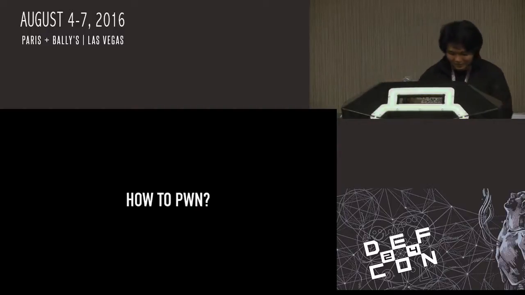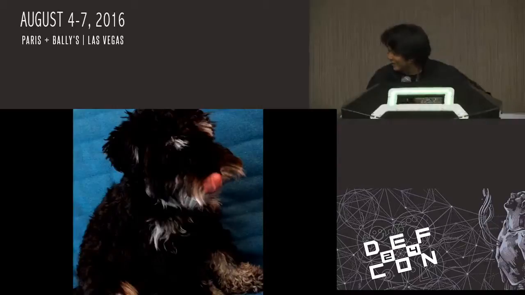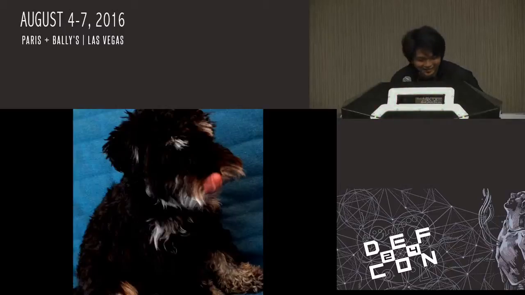So, okay, now for the fun stuff. How to pwn. How much time do we have left? Cool. Okay, so there's a short video. This is Gunter. He's a dog. He's a mini schnauzer, and he's my best friend's dog. So let's just see how this analogy pans out.